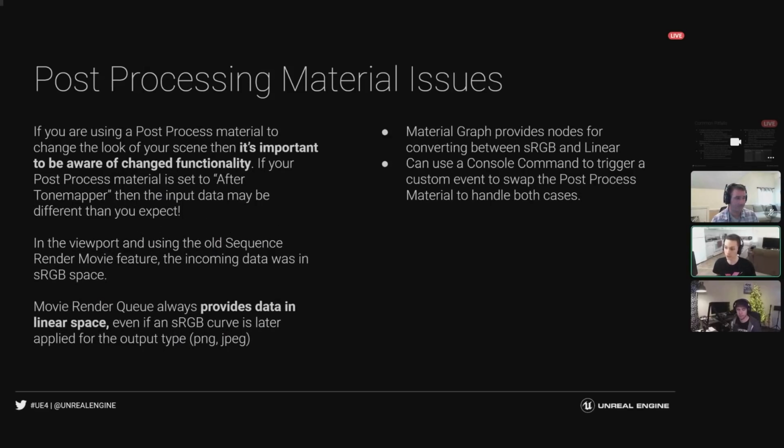If you're using post-process materials to change the look of your scene, then it's important to be aware that there's some changed functionality in the movie render queue. If your post-process material is set to the after tone mapper domain, then your input data is different than you expect. When you use the viewport in the editor, and when you use the old sequencer render, the incoming data to the post-processing material is actually already in sRGB space. But when you do it with movie render queue, the movie render queue is always going to provide the data in linear space, even if we later apply an sRGB curve.